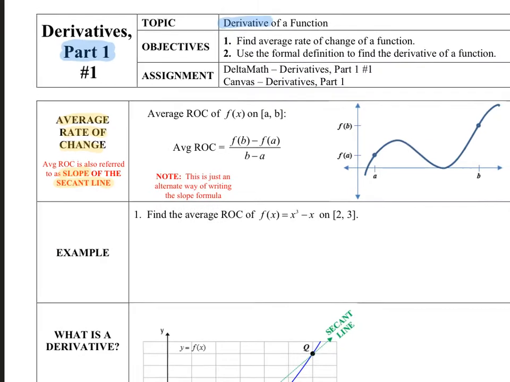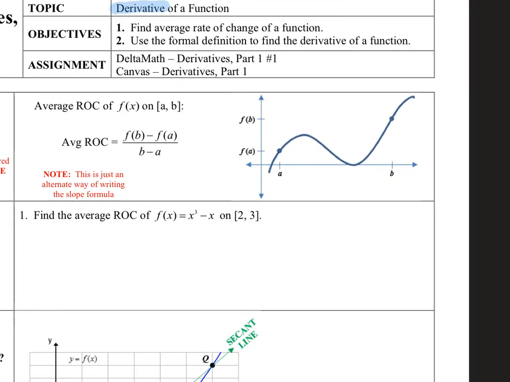Now a secant line is just a line that passes through 2 points on a graph. So my 2 points on the graph, I've called my points A, f of a, and B, f of b. And I've drawn this secant line. That just means it intersects that curve in 2 spots, through my 2 points. And I'm going to use my average rate of change formula to find the slope of this line over here.